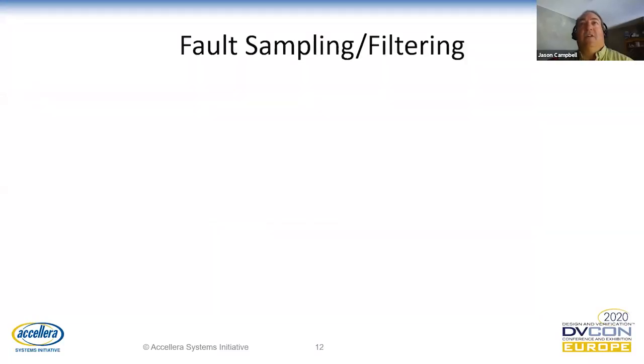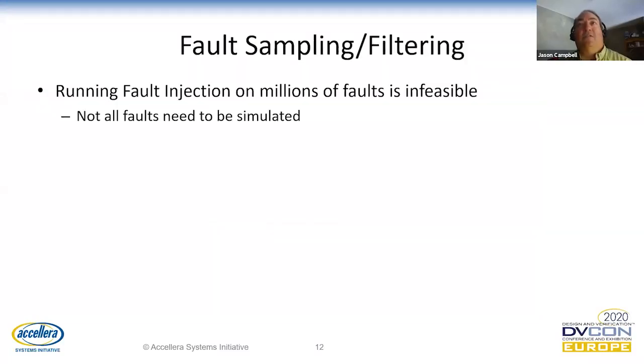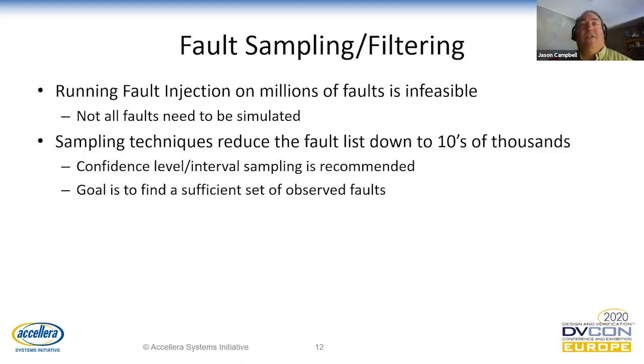So let's take a look at how to deal with these millions and trillions of faults. So we cannot run fault injection on millions of faults. It's just not feasible. The runtime wouldn't allow it. The good news is we don't have to simulate all the faults. So we take a look at what do we need to simulate again. So we use sampling techniques and we try to reduce the fault list down to about tens of thousands. That's a feasible number for us to simulate.